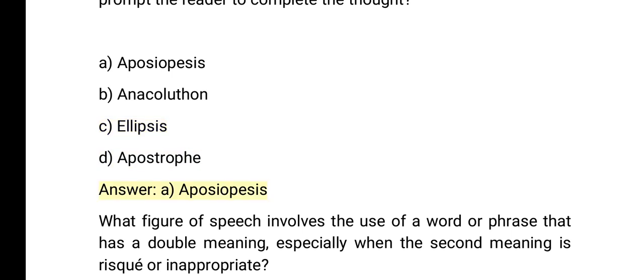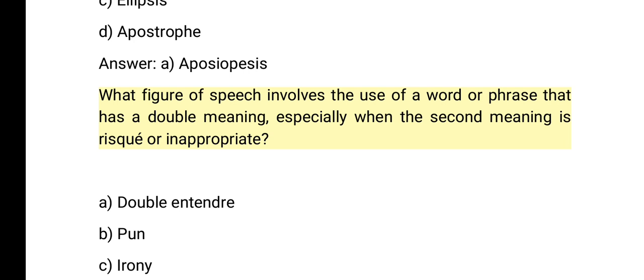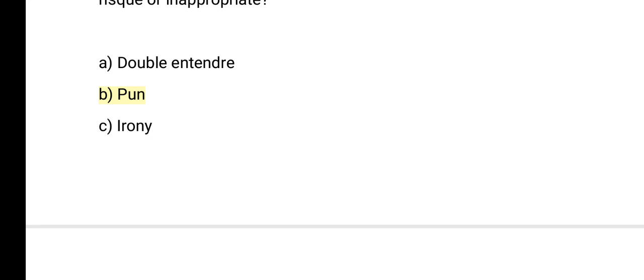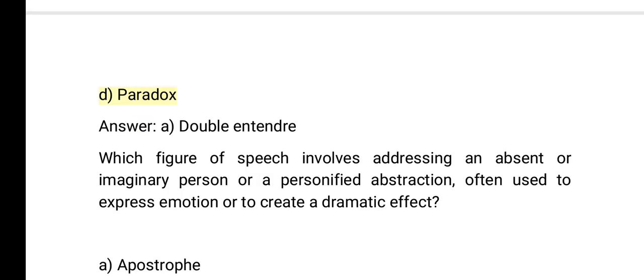Aposiopesis. What figure of speech involves the use of a word or phrase that has a double meaning, especially when the second meaning is risque or inappropriate? A. Double entendre. B. Pun. C. Irony. D. Paradox. Answer: A. Double entendre.